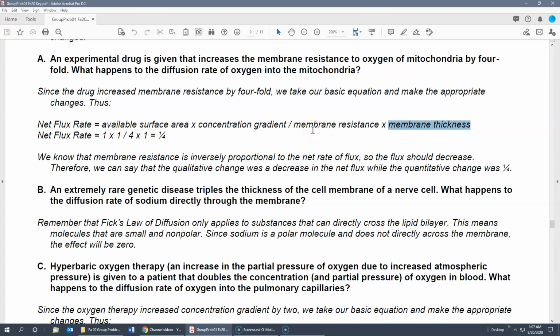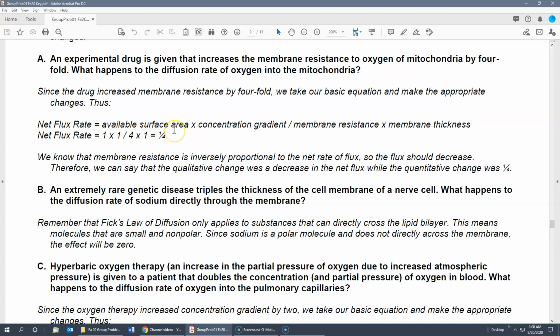Membrane resistance, that's the one that went up. You can see it right here in the problem. That went up 4-fold. So here's our membrane resistance in the problem, highlighted, and here's my 4-fold. So that becomes 4. It doesn't say anything about thickness, so that stays 1. If you do that math, you get 1 times 1 is 1, divided by 4 times 1 is 4. That equals 1/4. So the net flux will go to 1/4.